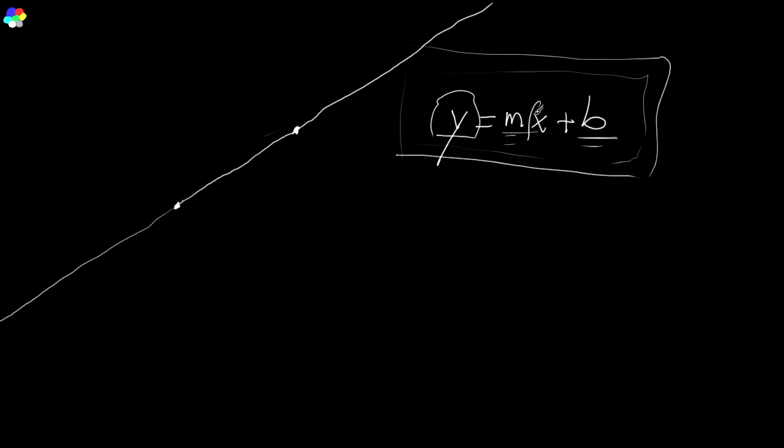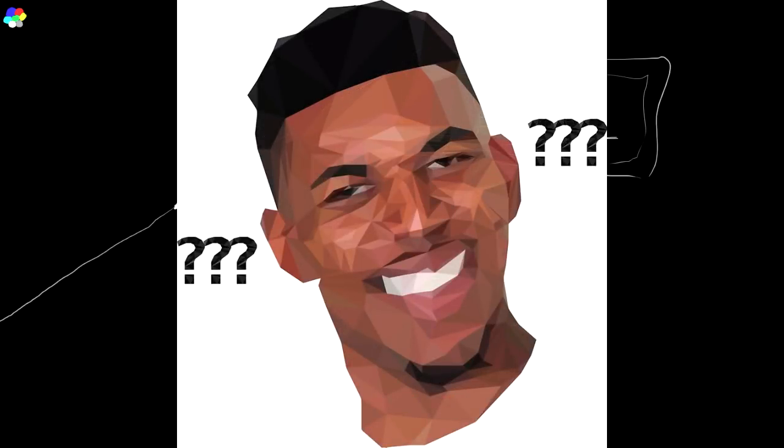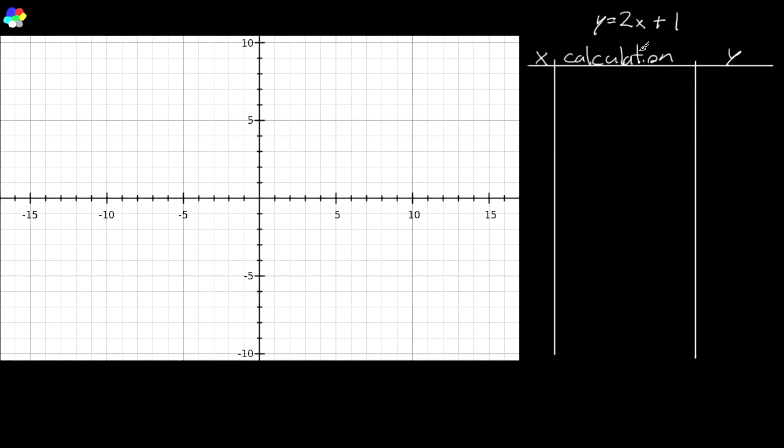So this equation here defines a relationship between y and x, and we can use that relationship to generate a set of ordered pairs. Now, what the hell does that mean? Well, let's select an actual equation here. So we've got y is equal to 2x plus 1. 2 is the slope, 1 is the y-intercept. Well, we'll worry about that later.